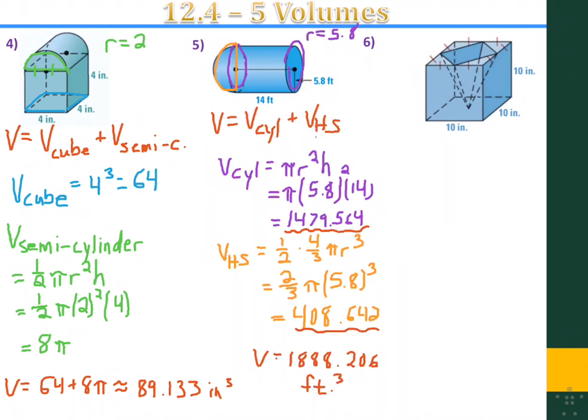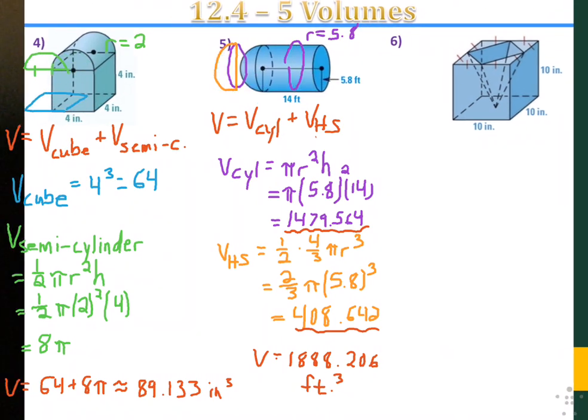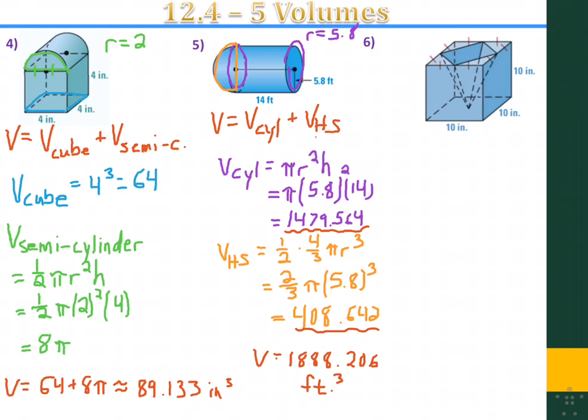Number 5 here is actually not as bad as it looks. It can be broken up into a cylinder and a hemisphere. That's what half of a sphere is called. So if I look at the cylinder, this one's very straightforward. We have the radius of 5.8. We have a height of 14. Height isn't always vertical, remember. In this case, it's just the distance from base to base.